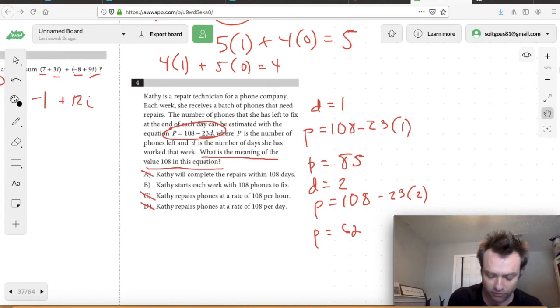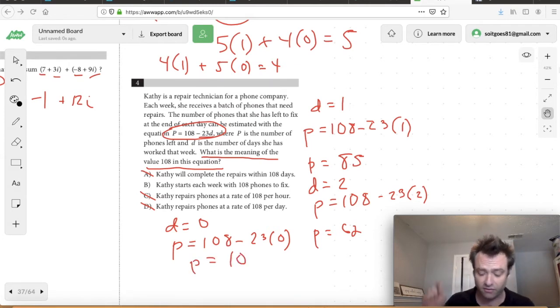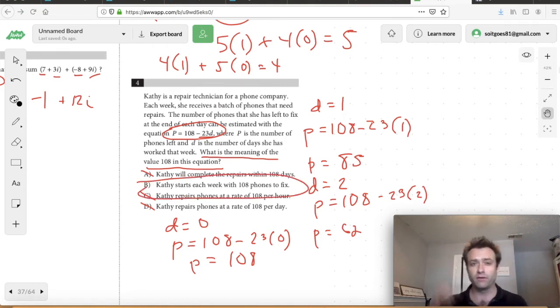I'm going to make D equal 0, which means she hasn't worked any days yet. So P equals 108 minus 23 times 0, right? And that means she's worked 0 days. She's got 108 phones left to fix. That's exactly what answer choice B is saying. Kathy starts each week with 108 phones to fix. Blammo. 4 is done. Let's go on to the next one.